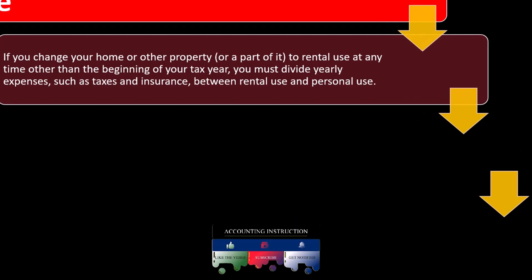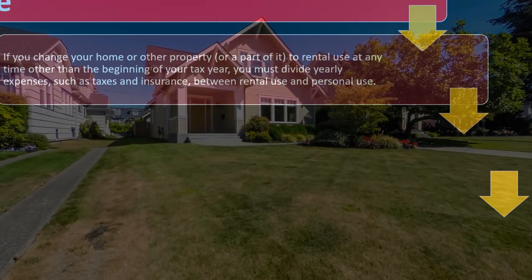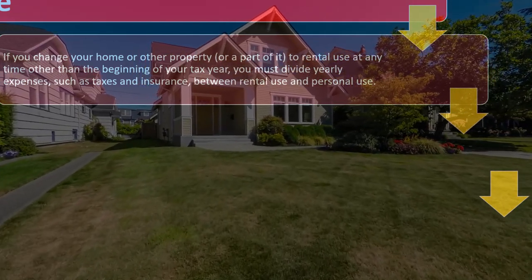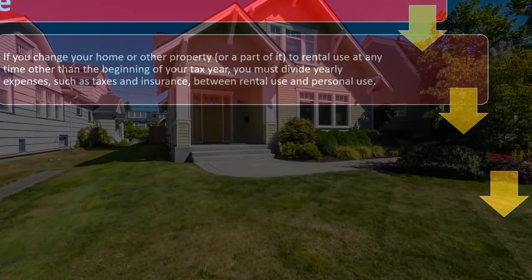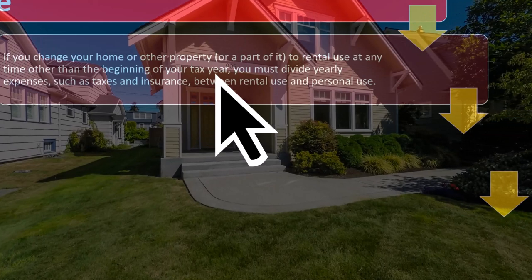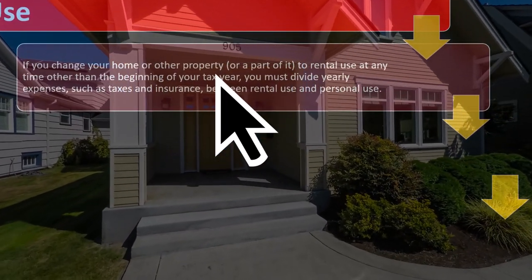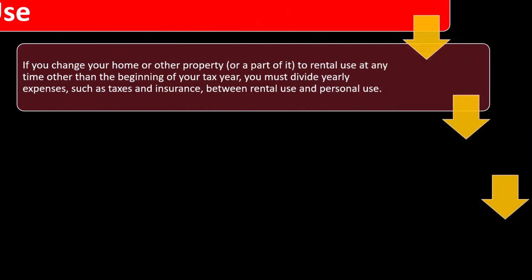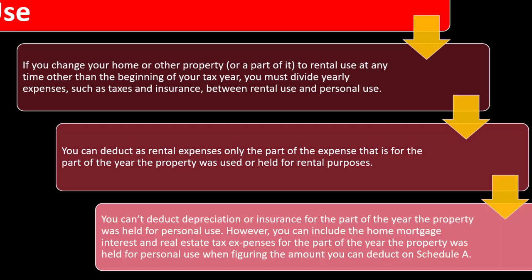If you change your home or other property or part of it to rental use at any time other than the beginning of your tax year, you must divide yearly expenses such as taxes and insurance between rental use and personal use. So now you've got this mid-year problem, because you changed from personal to rental in the middle of the year. You can deduct as rental expenses only the part of the expenses that is for the part of the year the property was used or held for rental purposes.